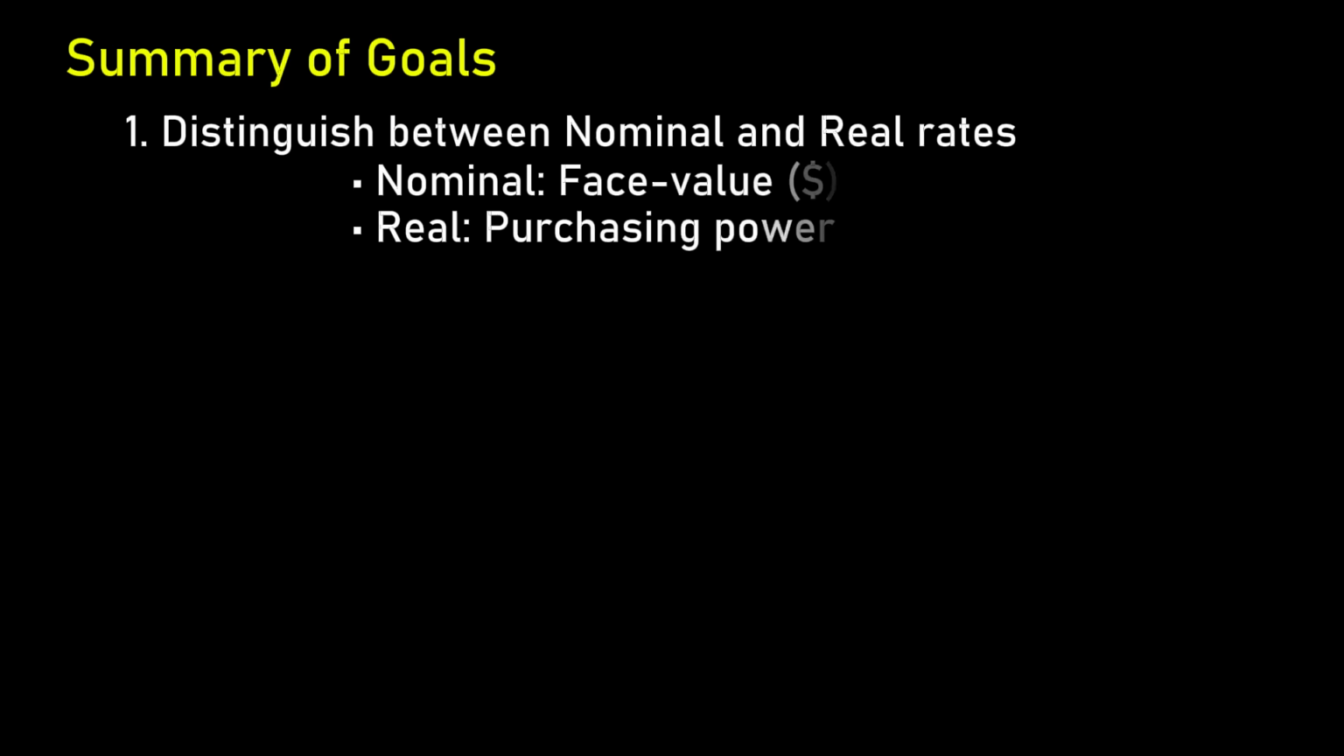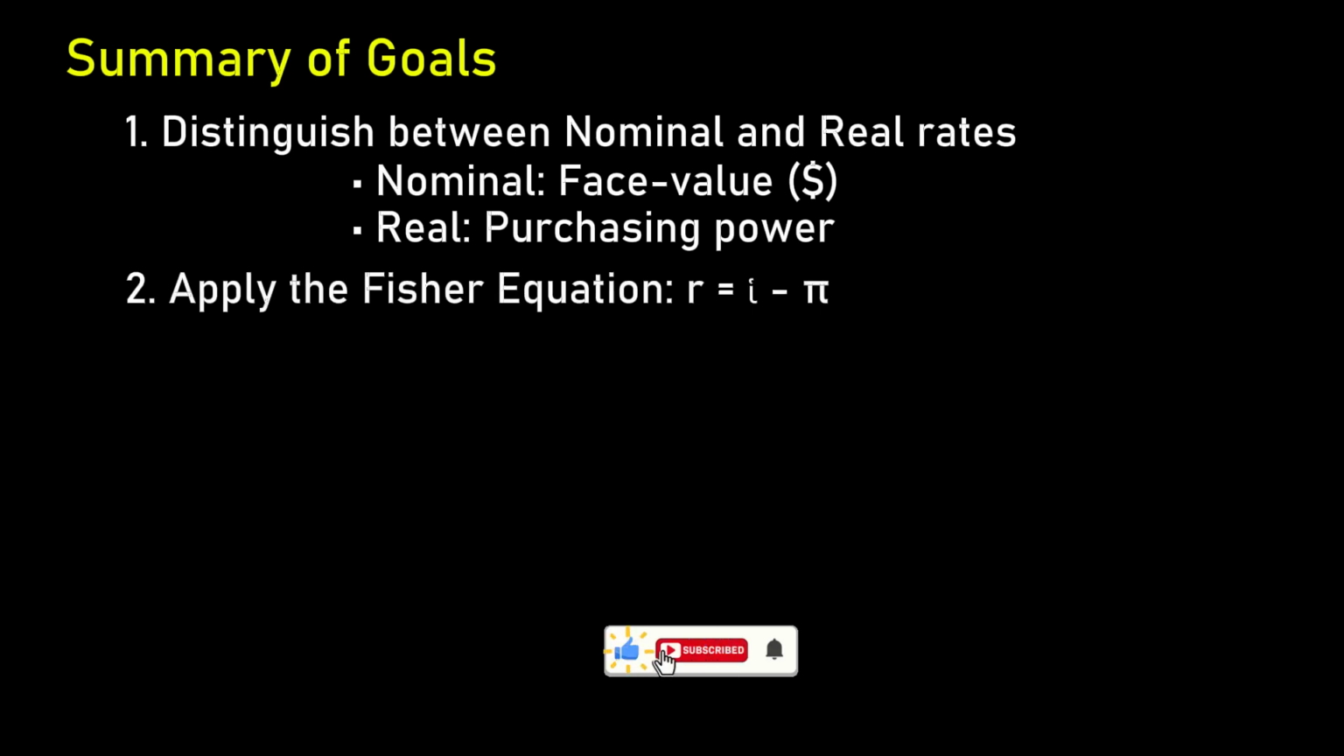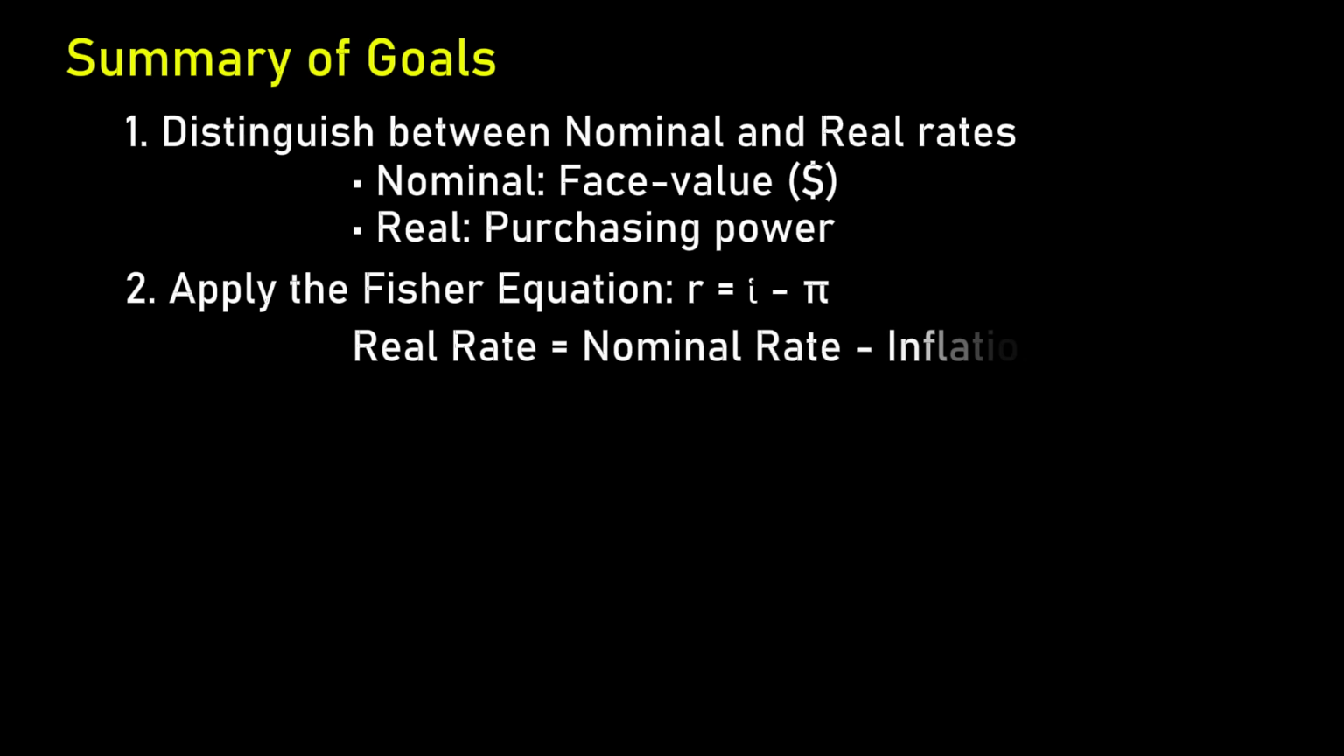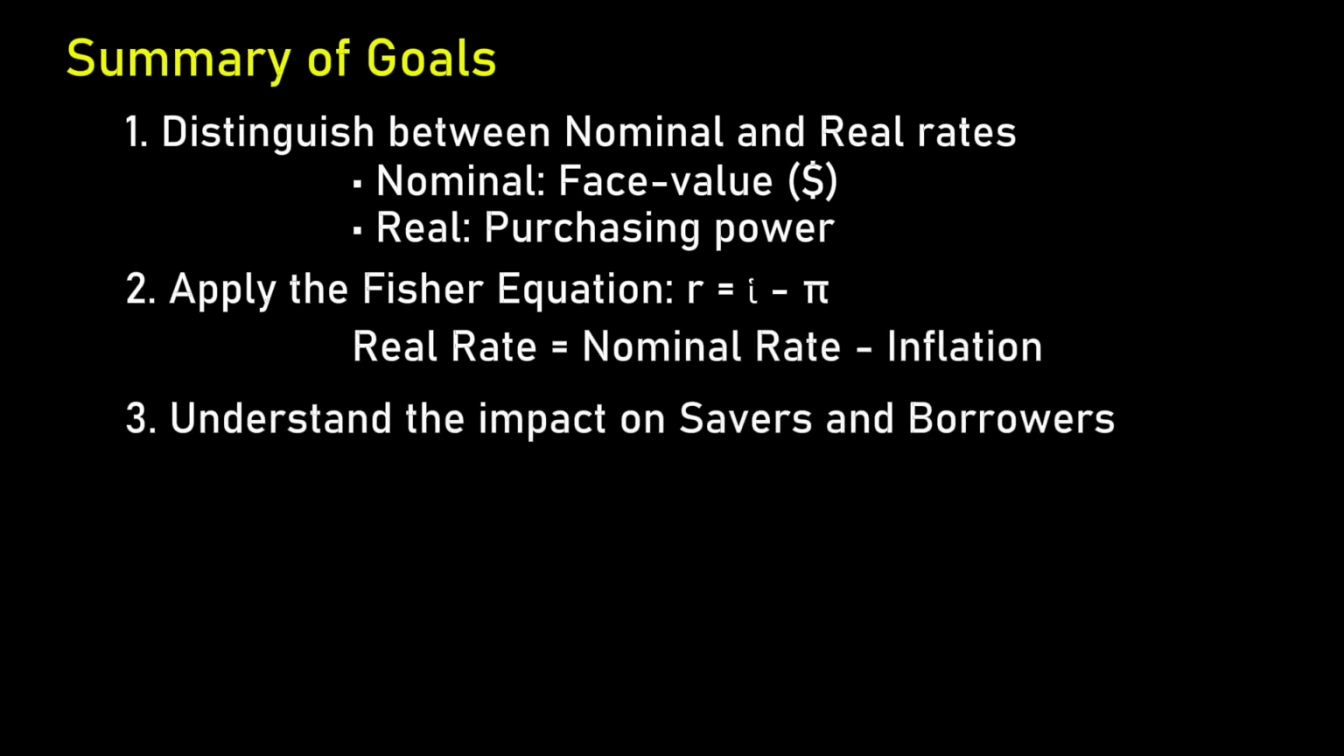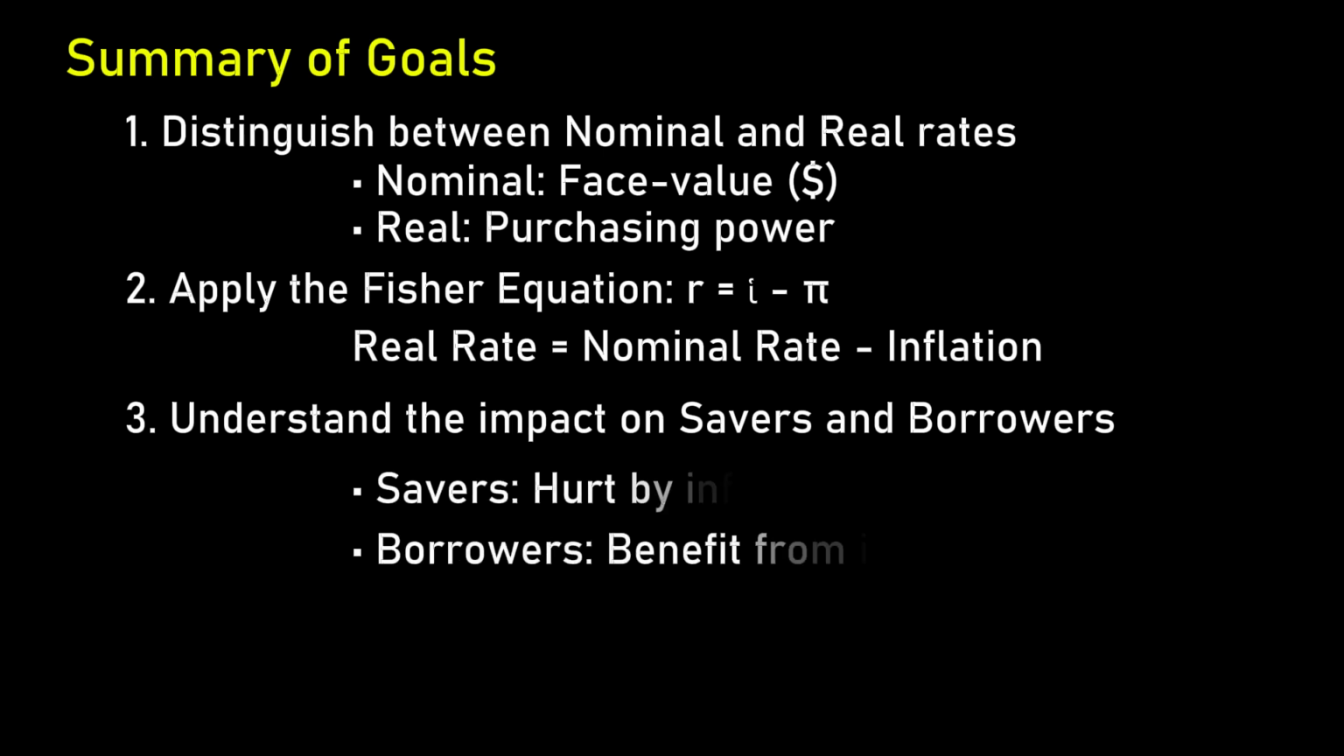To wrap up, let's review the core objectives we covered today. We learned that the nominal rate is the face value increase in dollars, while the real rate is the increase in what you can actually buy. We applied the Fisher equation to see how inflation acts as a subtractor from your nominal returns. We saw that high inflation can lead to negative real interest rates, which erode savings but can actually make debt easier to pay back in real terms.